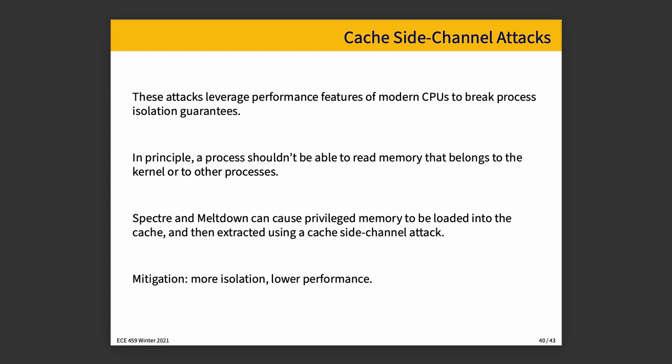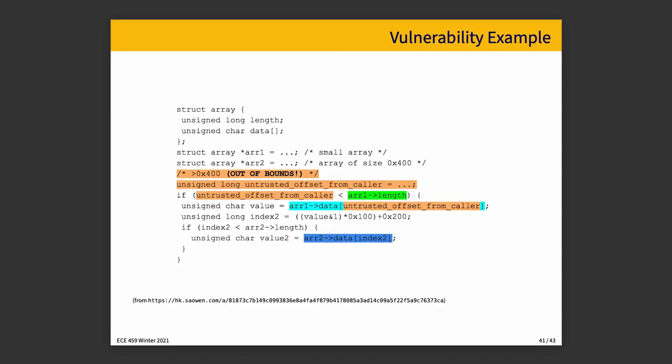And these attacks leverage these performance features of modern CPUs to ultimately break process isolation guarantees. The expectation that we normally have is that unrelated processes can't see the memory of one another. If they're sharing memory, sure, fine, whatever. But that's not the case. In principle, a given process can't read memory that belongs to the kernel and can't read memory that belongs to another process, but Spectre and Meltdown get around that, and the solution is, well, more isolation and lower performance.